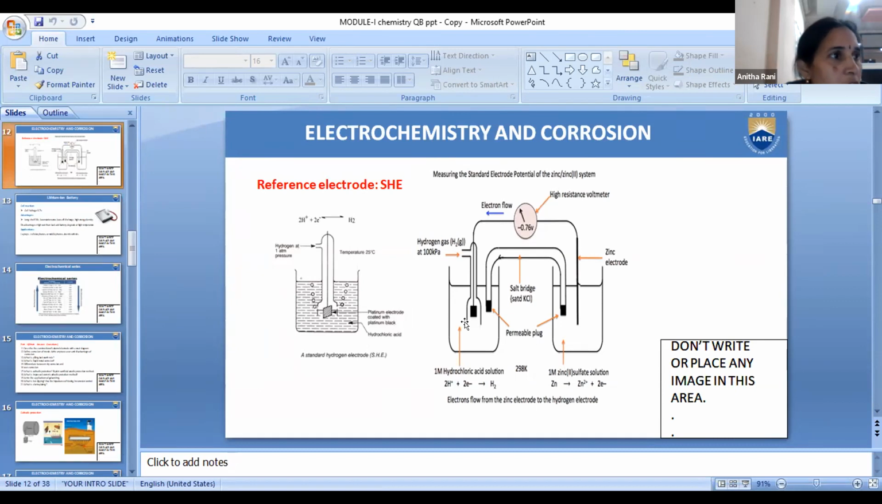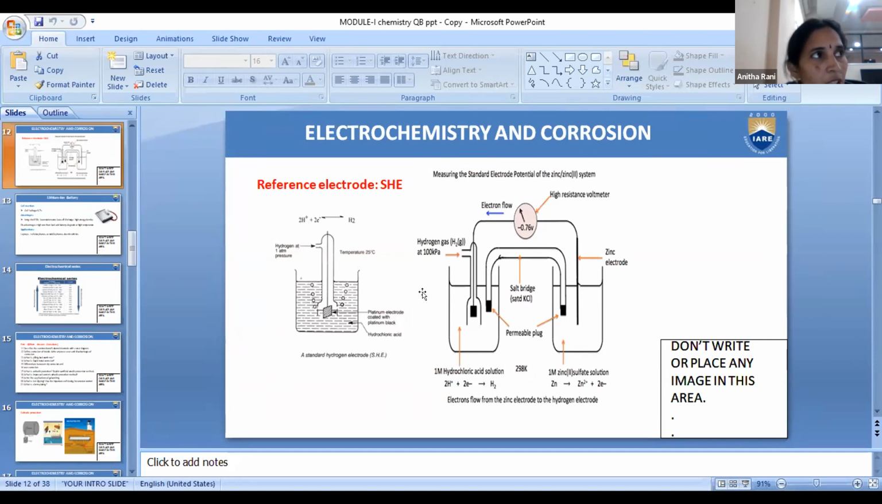Now here the standard hydrogen electrode acts as the cathode. What is a cathode reaction? What is the reduction reaction? Gaining of electrons. Reduction reaction means gaining of electrons. Do you know what is anode, what is cathode? At the anode, oxidation reaction takes place. At the cathode, reduction reaction takes place.